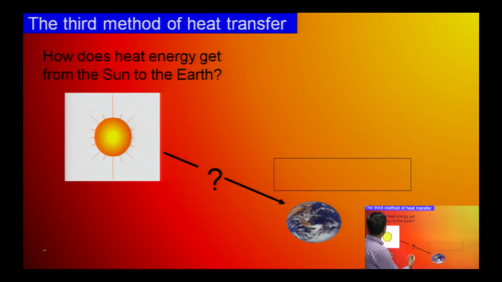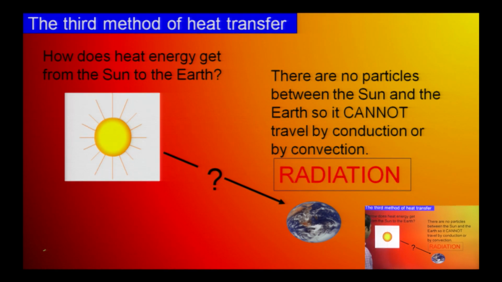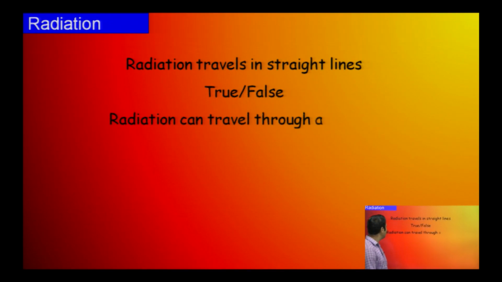Okay, now let's come to the third method of heat transfer. How does the heat energy get from the sun to the earth? This is a very important concept. There are no particles between the sun and the earth, so it cannot travel by conduction or convection. So by what method does it travel? It travels by radiation, okay, very important thing. This is short wave radiation. When it enters the earth's atmosphere, that will be long wave radiation, and we will discuss it in the radiation slides, okay.